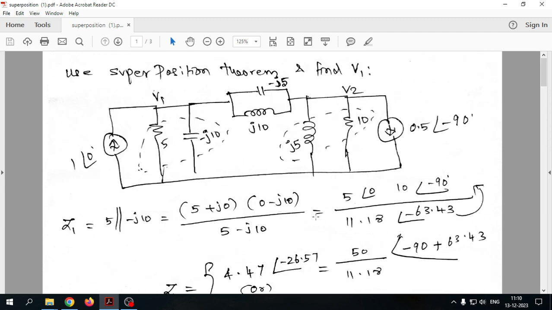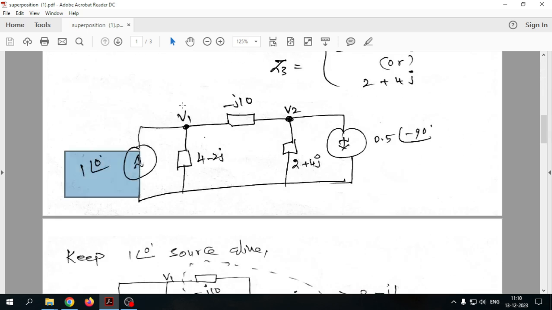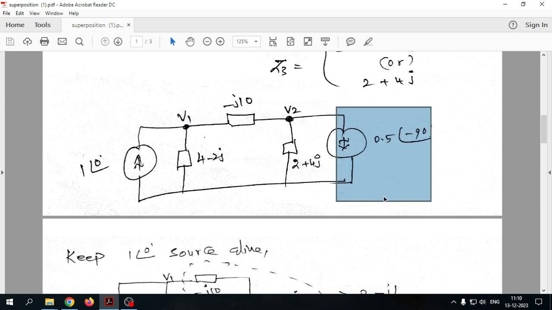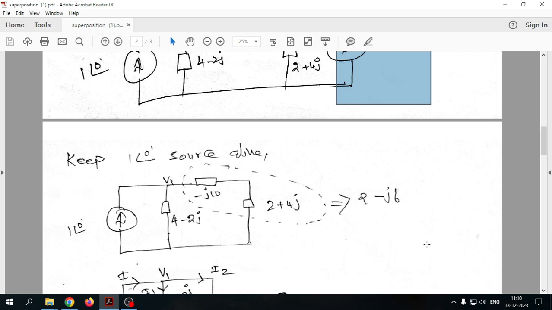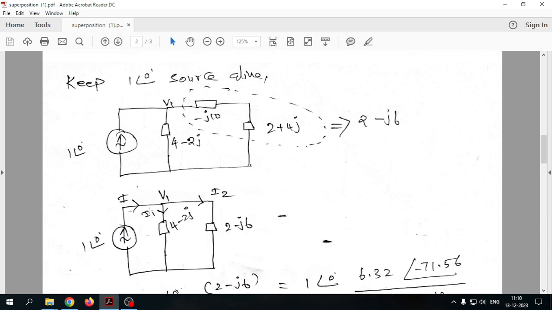So from the given problem, we are going to find out V1. V1 contributed by the first source, and similarly V1 contributed by the second source separately, and finally we are going to add the result. That's all, very simple. So here what we have done is, I have applied the current division rule.